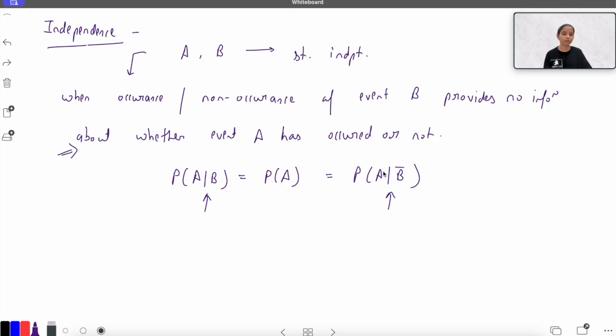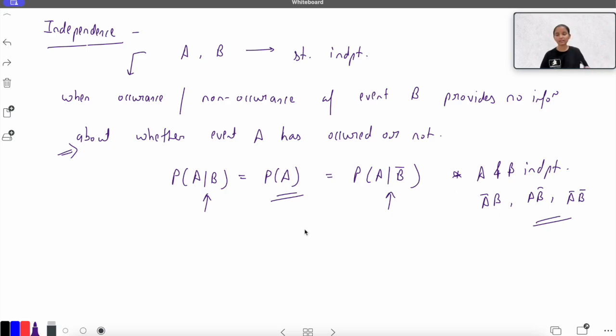So whether we find the probability of event A given the non-happening of event B, that would be probability of A, because A and B are independent. If A and B are independent, then the complements are also independent: A and B bar, and simultaneously A bar and B bar, would also be independent if my events A and B are independent.